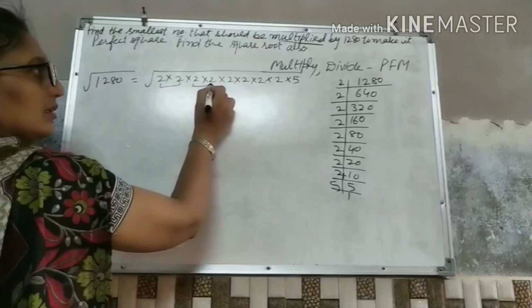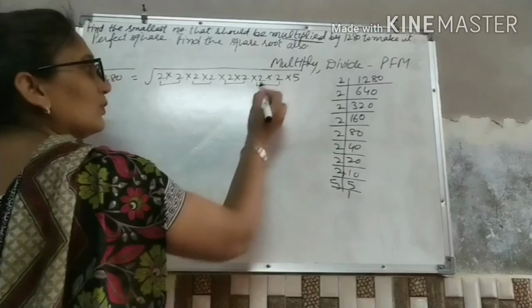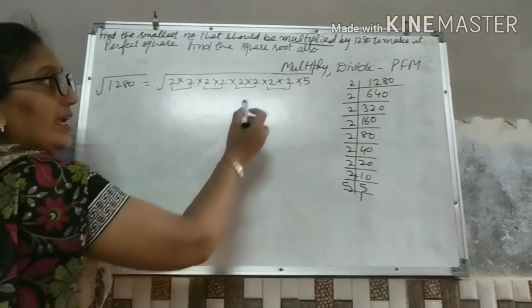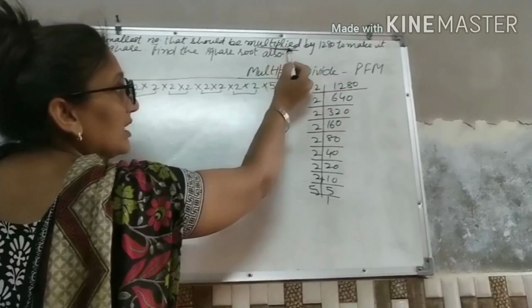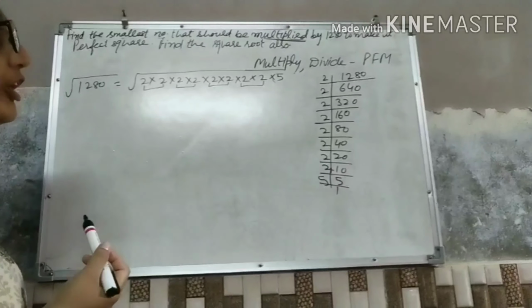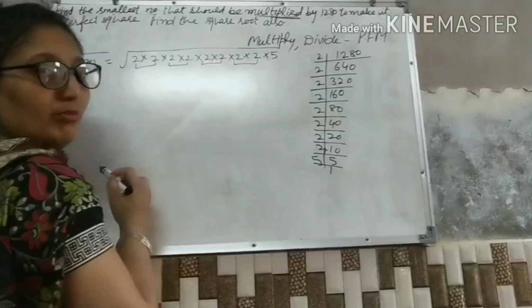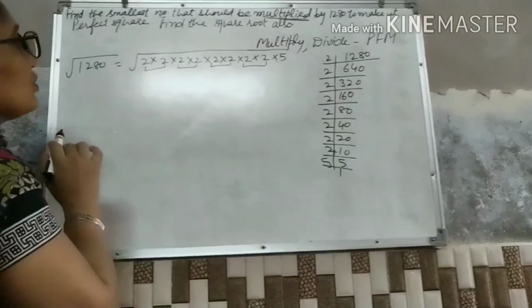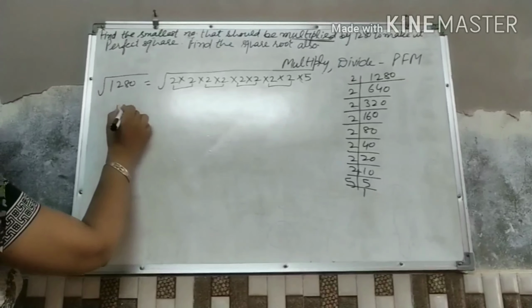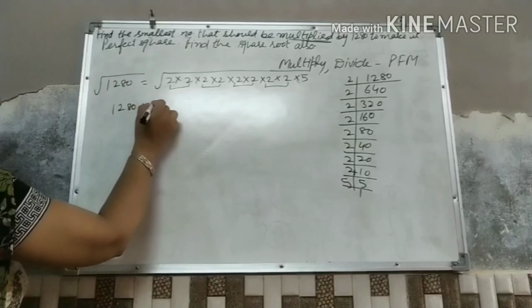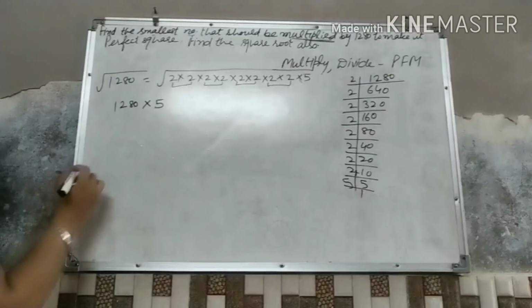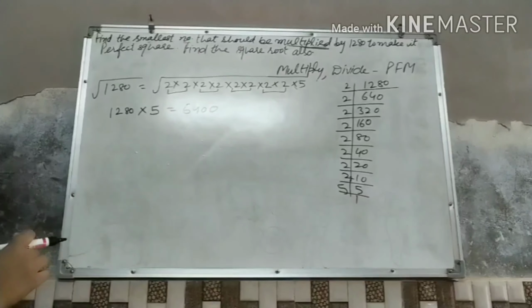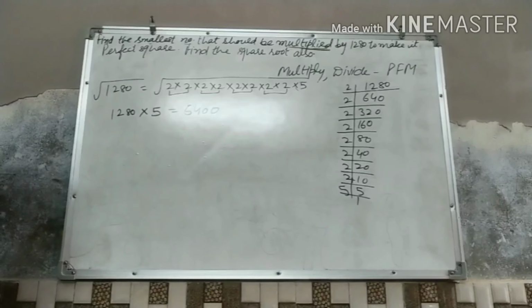Make the pair. Now you can check, 5 is alone. Here they have given multiply, so we need one more 5 to make the pair of 5. So here we will multiply it with 5. So 5 is the smallest number here, to make it a perfect square.